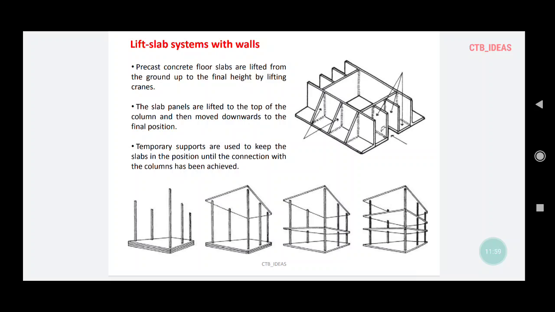Precast concrete floor slabs are lifted from the ground up to the final height by lifting cranes. The slab panels are lifted to the top of the columns and then moved downwards to the final position. Temporary supports are used to keep the slabs in position until the connection with the columns has been achieved. So this is also a very simple technique, but you require heavy machinery to lift these heavy slab panels. But the way of construction, or the concept, remains very simple.